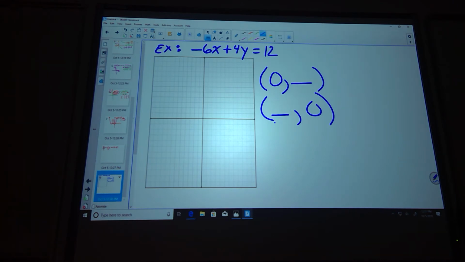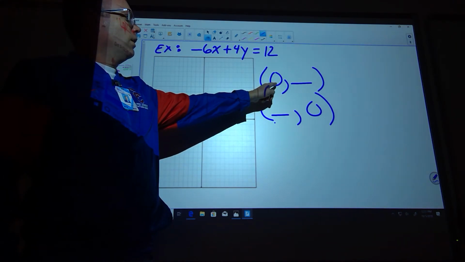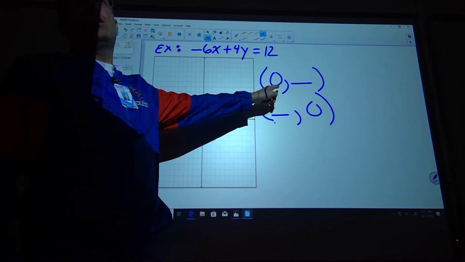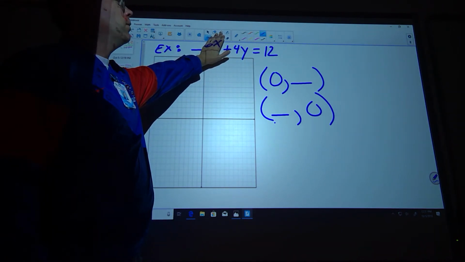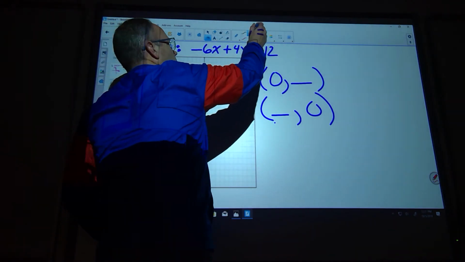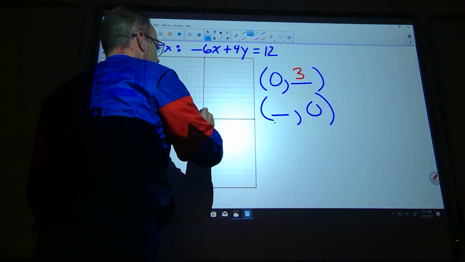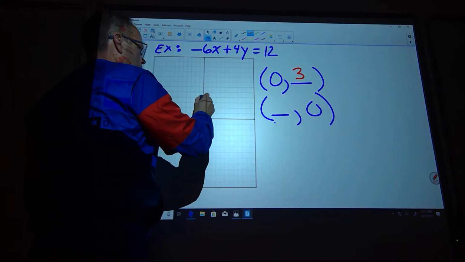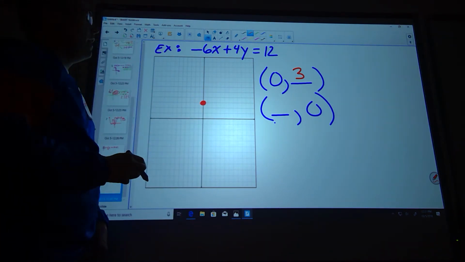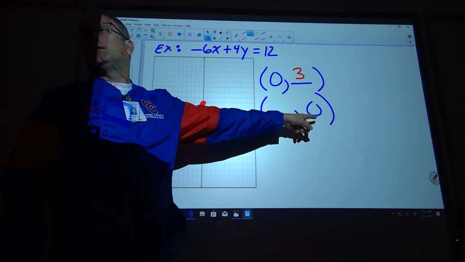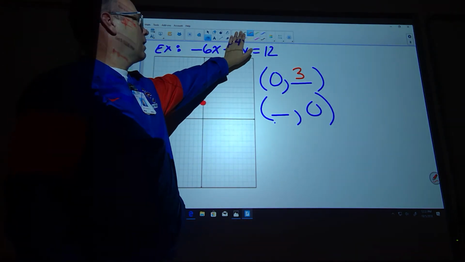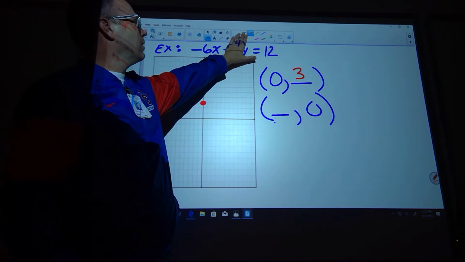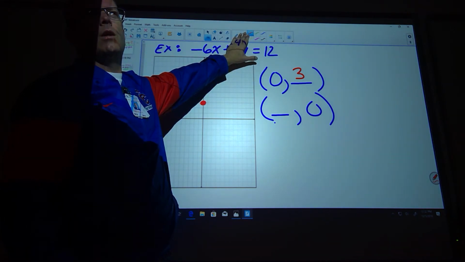All right, so for this first one, I have a 0. What letter is this? X. X. So I'm covering that. So 4 times y equals 12. So what does y equal? 3. 3. So 0, 3 is right about here. 1, 2, 3. Okay. What value is this, x or y? It's a y. So I'm going to cover this up. So negative 6x equals 12. So what's x equal to?